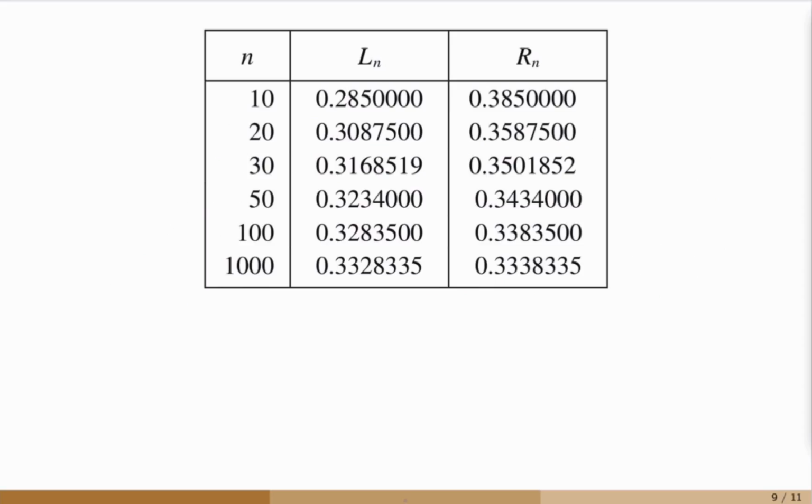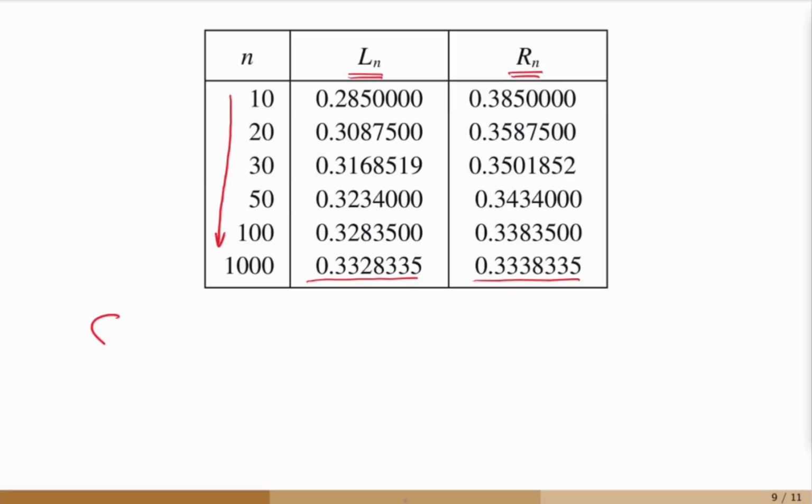Let's look at this numerically also. So here I increase from 10 to 20 to 30 to 1000. And then I compute the left-sided rule for the rectangles and the right-sided rule for the rectangles. And you see at 1000 they get very, very close. They're at 0.3328 and 0.3338. It even looks like they converge to 1/3. Well, that's indeed the case.